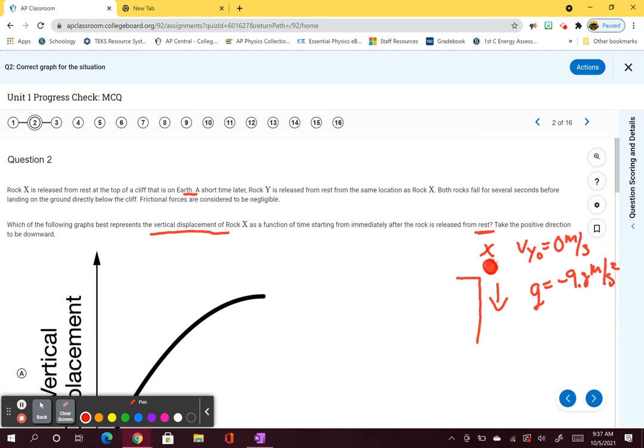So vertical displacement is just another way of saying position graph. So for a position graph, what would we need to see? Oh, we need to double check real quick. Okay. Take the positive direction to be downward. They switched our direction. So now it's going to be a positive 9.8 because it says down is positive.